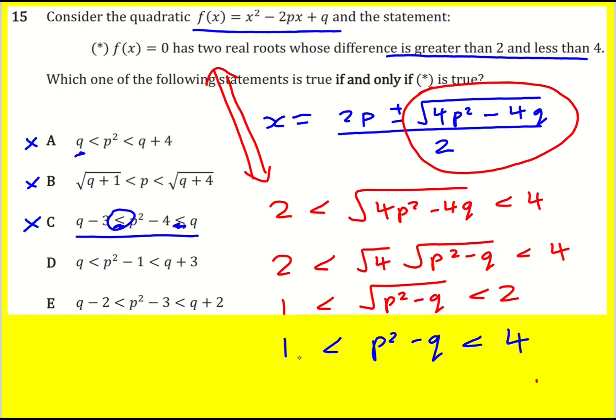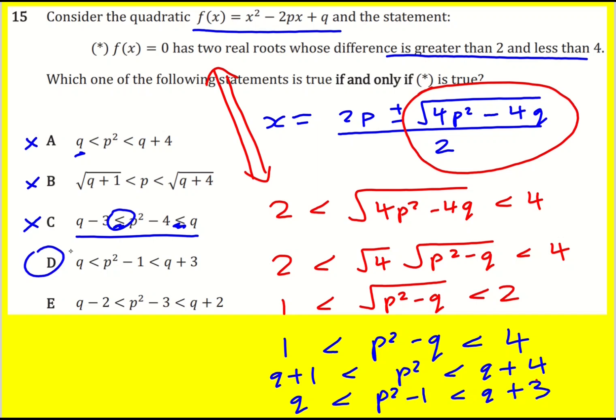So I would add q to all the terms. Q plus 1 is less than p squared, less than q plus 4. And if I now minus 1 from everything, I'll get q less than p squared minus 1 less than q plus 3. Hey, this checks out. Our answer is going to be D. If you tried the other one, you could even take what we've got here. You could try minusing 2, but again, you wouldn't get this one the same. Interesting question. Well done.